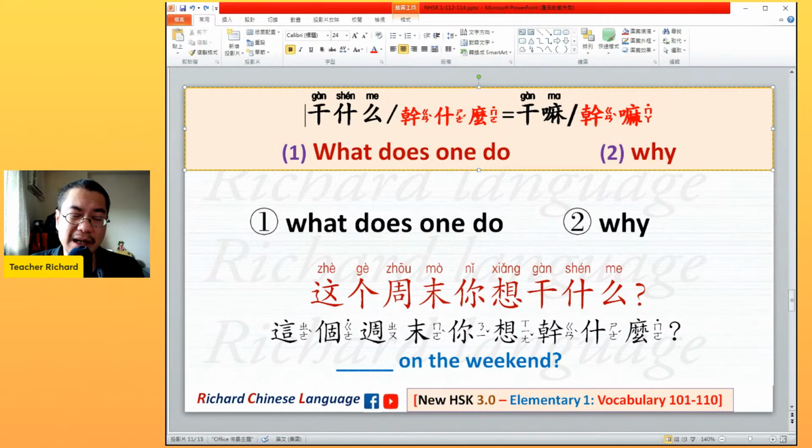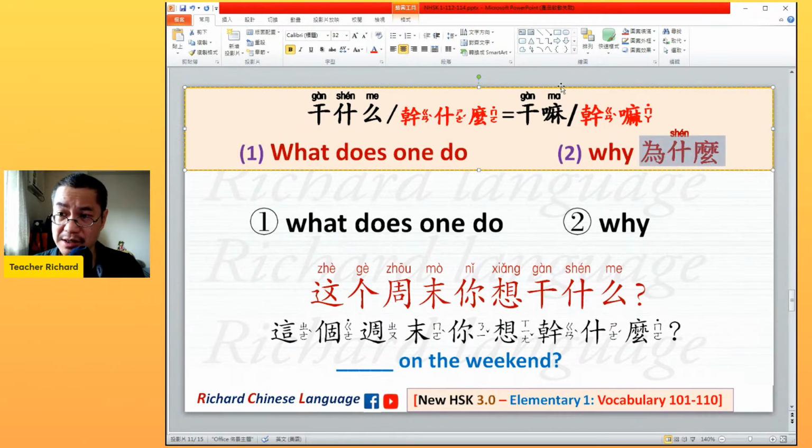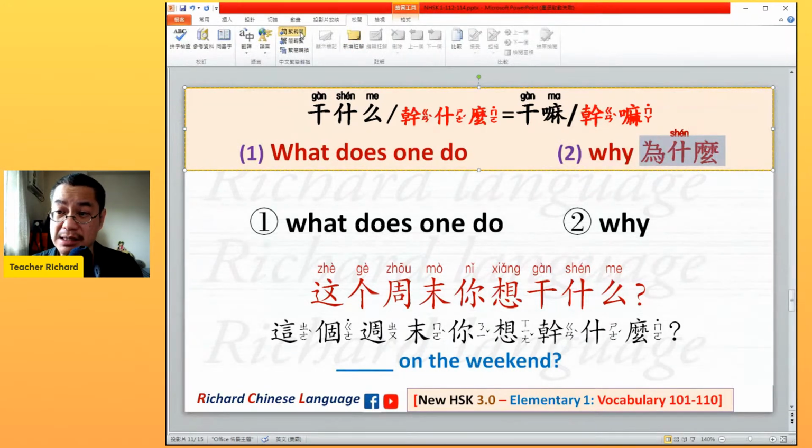Okay, so let's talk more about 干什么 here. 干什么 means 干嘛. And actually, it has two meanings here. The first one is, what does one do? What is one doing? It's like asking you your action now. What are you doing here? Okay, it's like that. The second meaning is like, why? So actually, it's like 为什么. You can also say 干嘛. Okay, that's the second meaning.